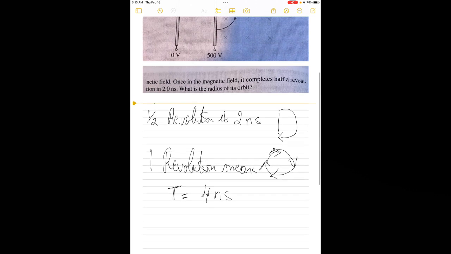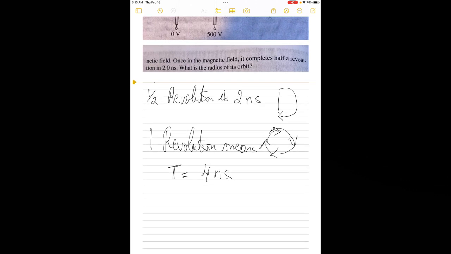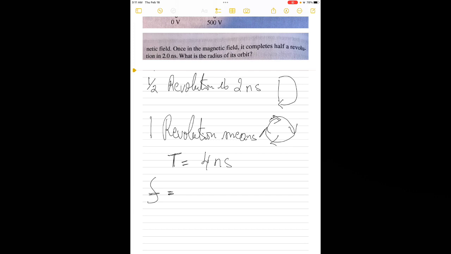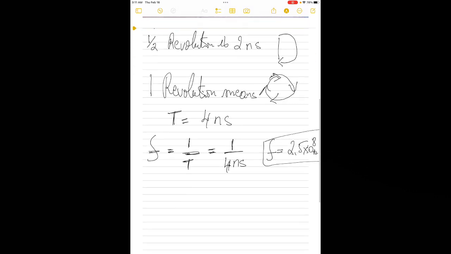And from here, we can find the frequency of this charge, of this electron. We know the frequency is 1 over time, and this one is equal to 1 over 4 nanoseconds. So the frequency equals 2.5 times 10^8 hertz. So we have the frequency.